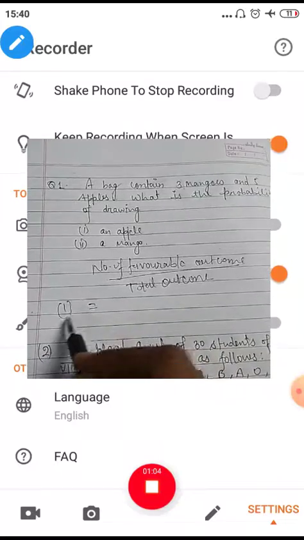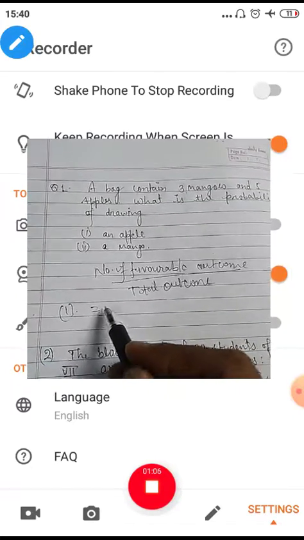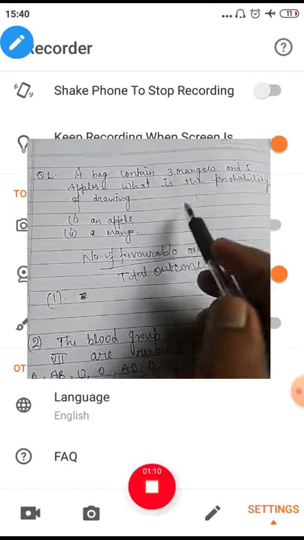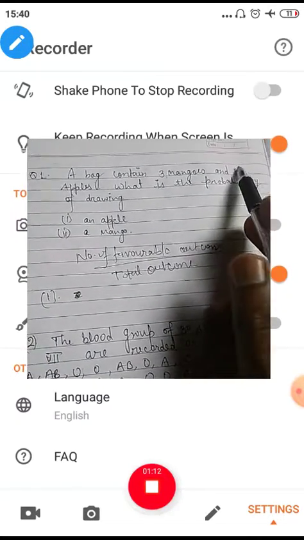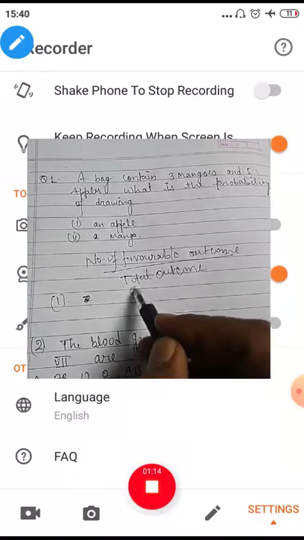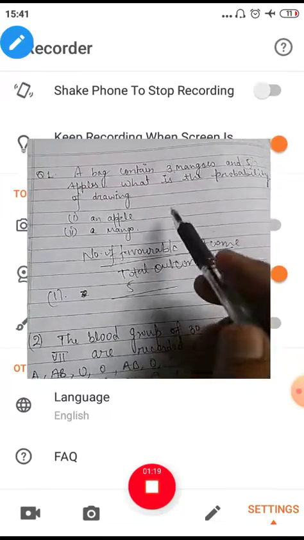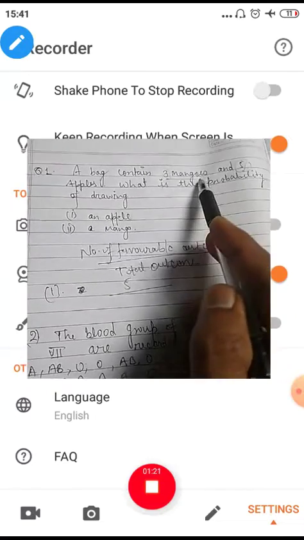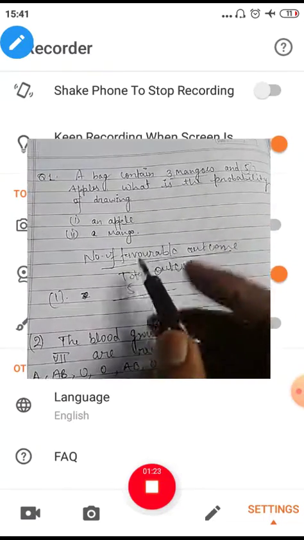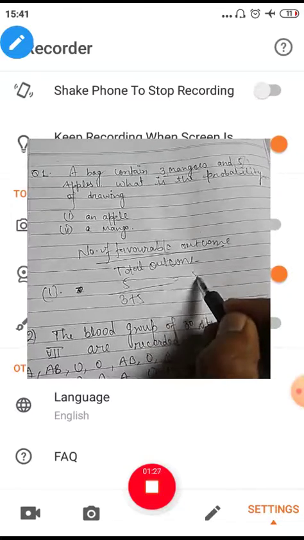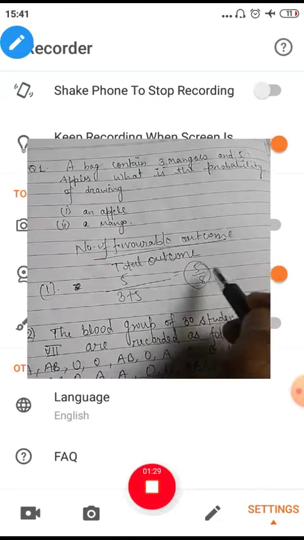So for the first, probability of getting an apple. How many apples are here? 5. Okay, so 5 upon total possible outcomes, क्या हो सकता है? So 3 mangoes हैं और 5 apples. So total possible outcomes is what? 3 plus 5. So 5 upon 8.